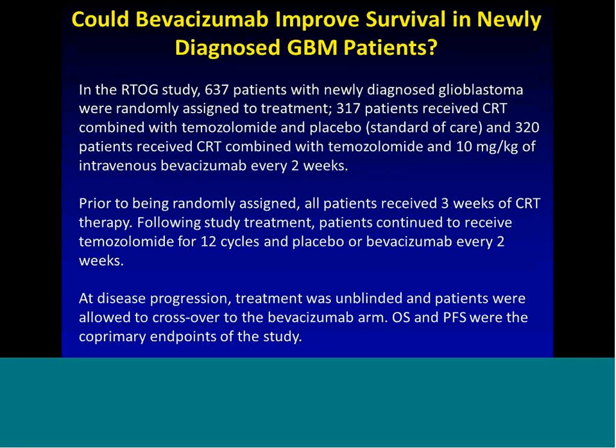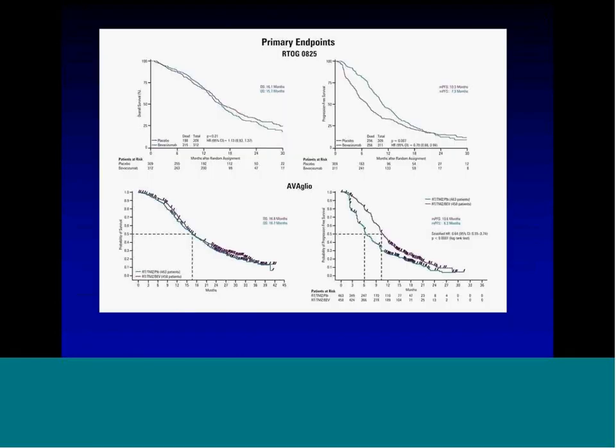We stratified them by MGMT methylation promoter status. We also had a 9-gene signature that's used primarily out of MD Anderson. As patients progressed, they were unblinded, and the patients could actually cross over to the other arm. And these are what the curves look like. The top curves are from RTOG, and the bottom curves are from AVAglio. What it shows is that this is progression-free survival, and this is overall survival.